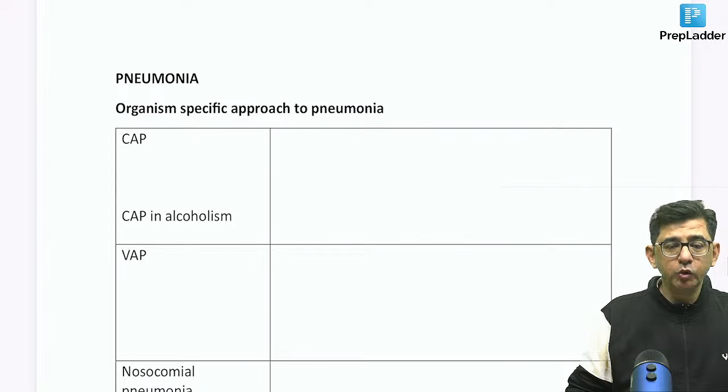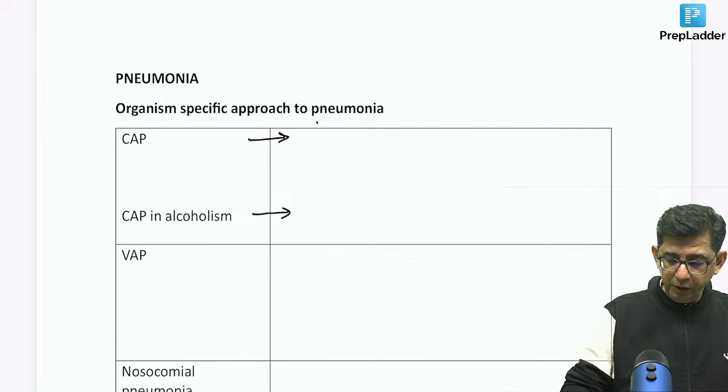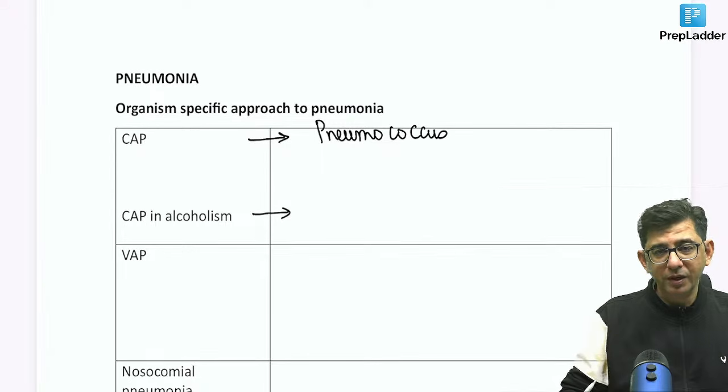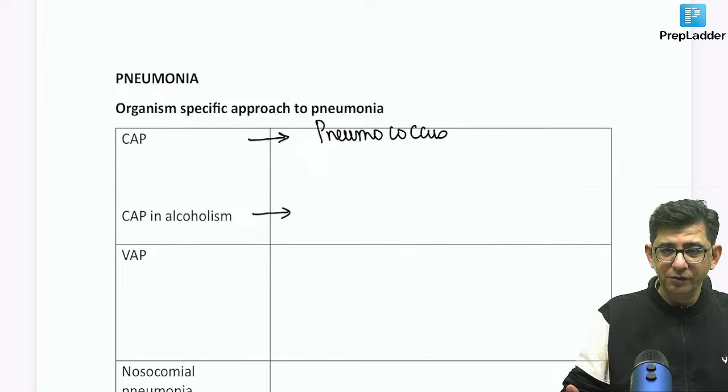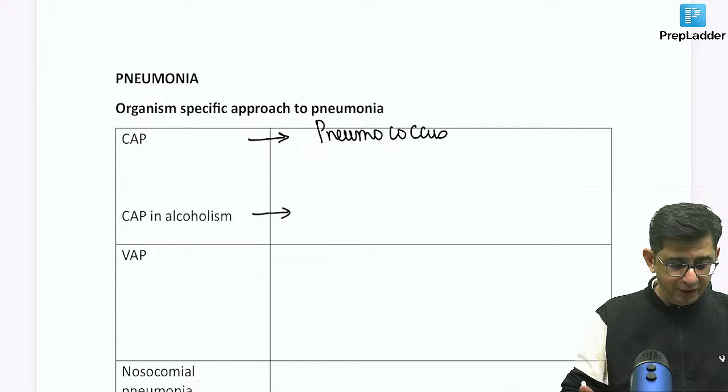Organism specific approach to pneumonia is the next one to be understood. For alcoholism, keep commenting quickly, okay. Community acquired pneumonia is going to be pneumococcus, but it becomes tricky, though the theory remains the same. It is just the tricky one, like I demonstrated before you, where it looked like viral meningitis, turned out to be encephalitis, and then turned out to be leukemia.